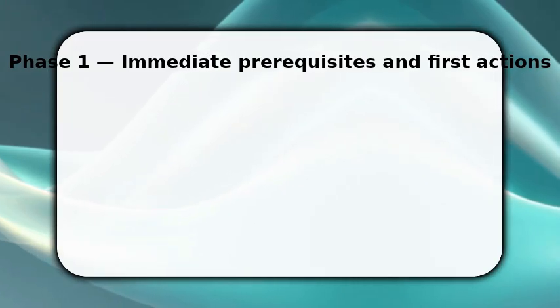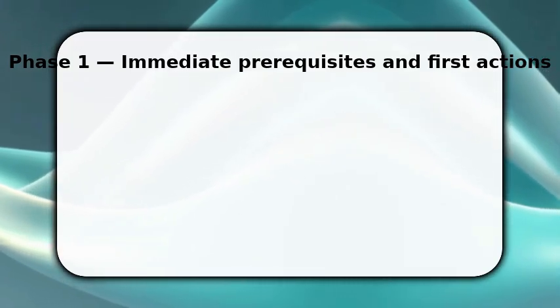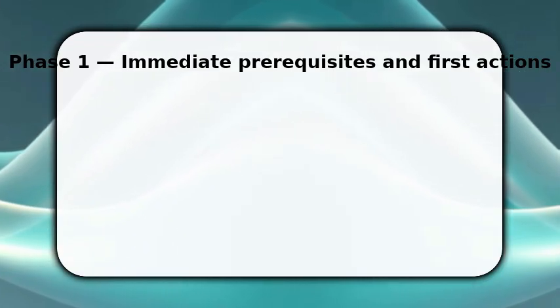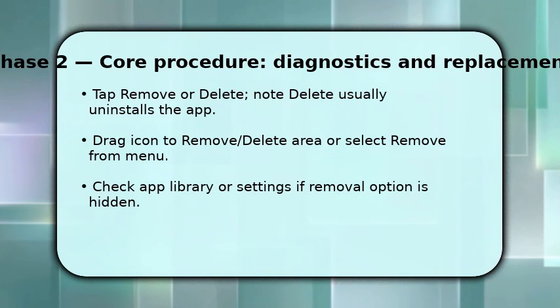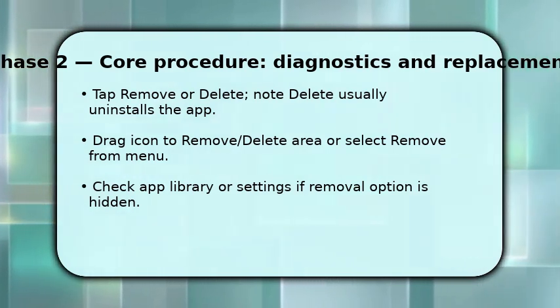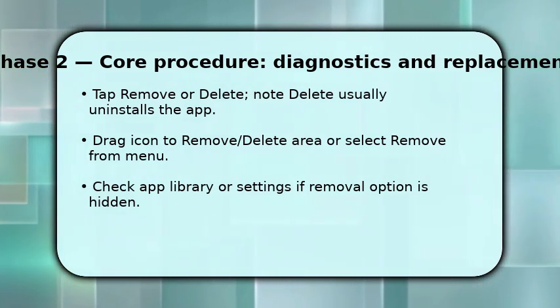Make sure to distinguish Remove from Home versus Uninstall, because the next steps differ depending on whether you want to keep the app installed. Now you'll perform the core step. Tap Remove, Delete, or drag the icon to the top or bottom remove area. Exact wording varies by system.